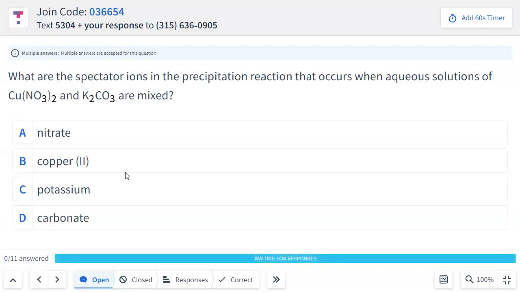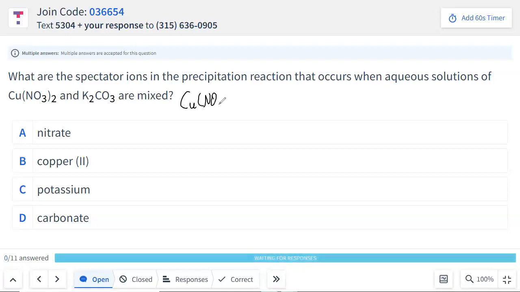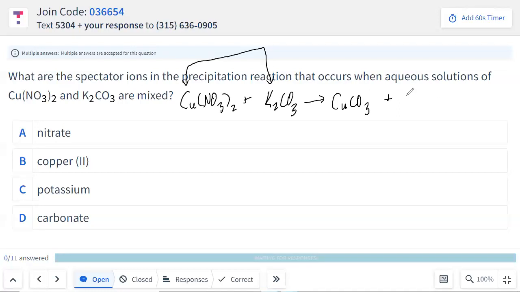If you are asked questions like this, you can obviously go through the whole process of evaluating the total and the net ionic equations and whatnot. But we can also think about this kind of more simply. So if I have copper 2 nitrate and potassium carbonate, I know they're going to react in a double replacement fashion. So the potassium and the copper are going to switch. That's going to give me the copper 2 carbonate, CuCO3, and the potassium nitrate, KNO3. And to balance it, I would just need a 2 there since I had 2 potassiums and 2 nitrates on the reactant side.